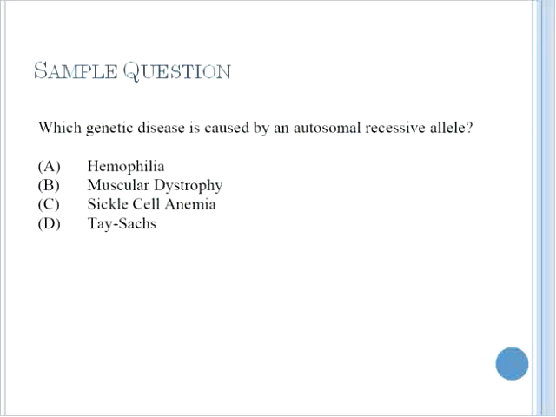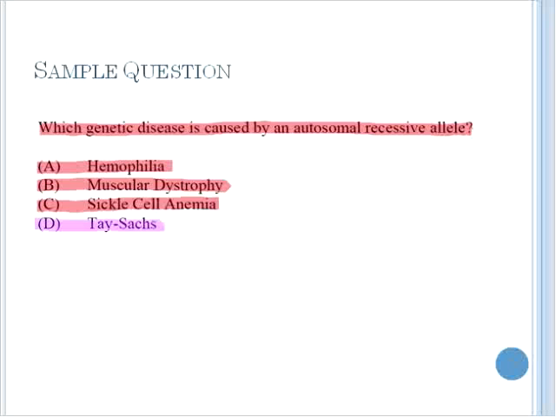This question asks which genetic disease is caused by an autosomal recessive allele. Hemophilia is sex-linked. Muscular dystrophy as well is sex-linked. Sickle cell anemia is co-dominant. The correct answer is D, Tay-Sachs.